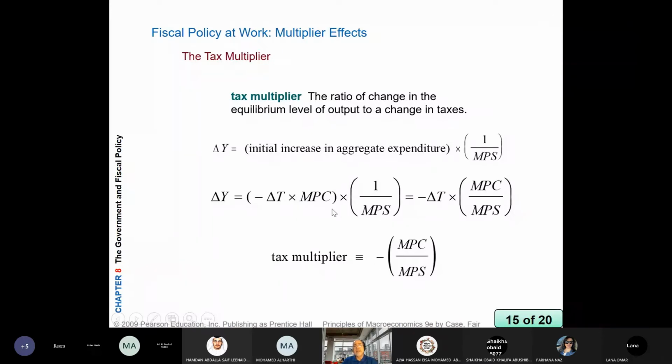So I will rearrange this equation. This is the multiplier. So I will shift MPC here, and this is the sign. So the tax multiplier equals minus MPC divided by MPS. The government spending multiplier is positive and equals 1 divided by MPS, while the tax multiplier is negative and equals minus MPC divided by MPS. We will take more examples in a moment.